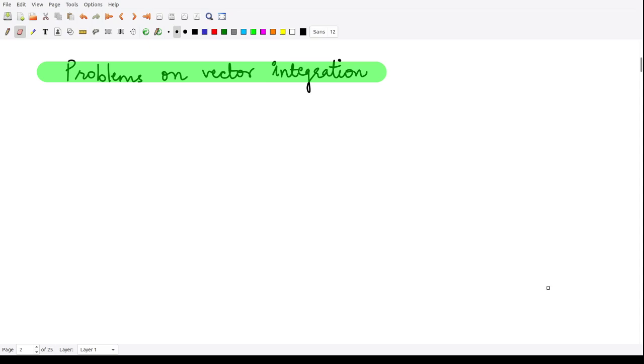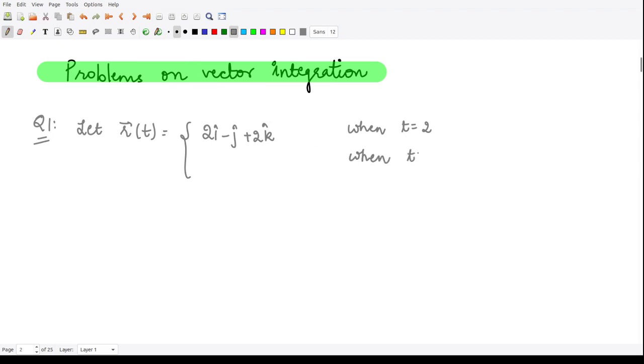Let us now look at the problems based on vector integration. So our first problem here is, if we are given vector r of t, defined like this: whenever the value of t is equal to 2, it is equal to 2i cap minus j cap plus 2k cap, and whenever the value of t is equal to 3, it is 4i cap minus 2j cap plus 3k cap. So this is given to us.